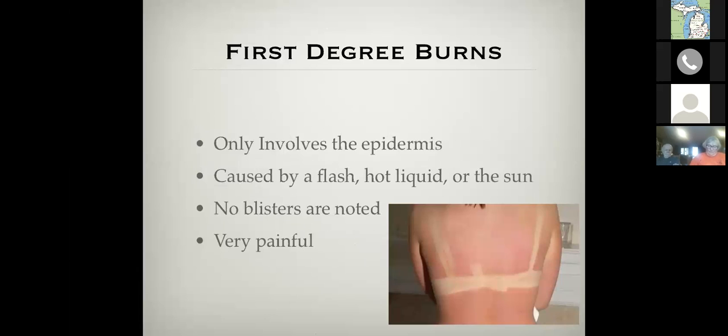So now that we've talked about that, we can start to classify the different degrees of burns. So obviously the first degree burns. Probably the majority of us have had a first degree burn at some point in our lives. First degree burns only involve the epidermis. This is ultimately caused by a flash, possibly a hot liquid, or the sun. Obviously, the picture shown is a sunburn. We all at some point have probably gotten a sunburn before.